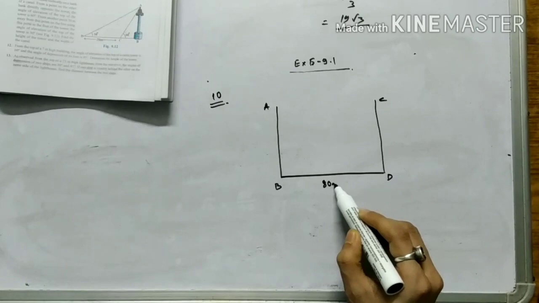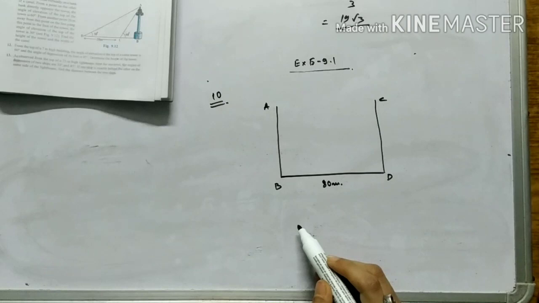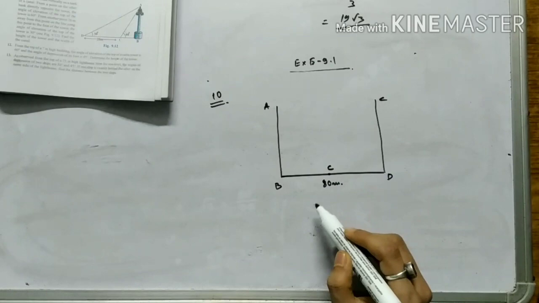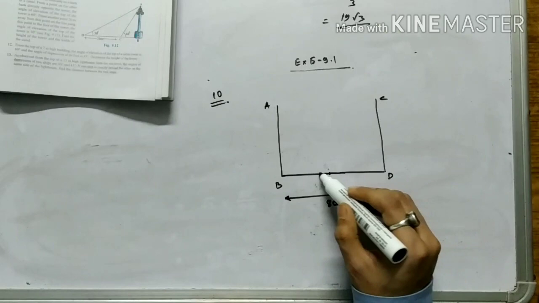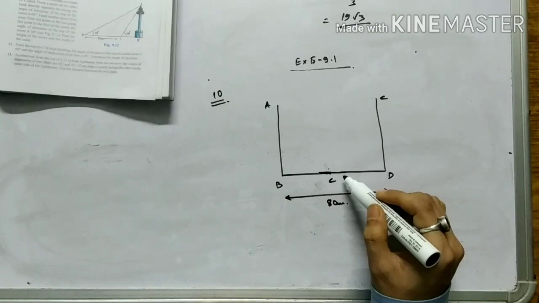From a point between them on the road, the angles of elevation of the top of the poles are 60 degree and 30 degree respectively. Let's take this point as C. This is given 80 meter. Find the height of the poles and the distances of the point from the poles.